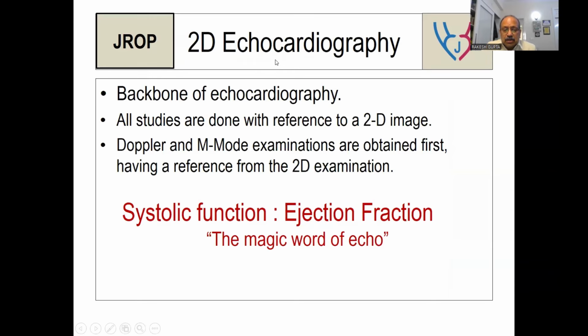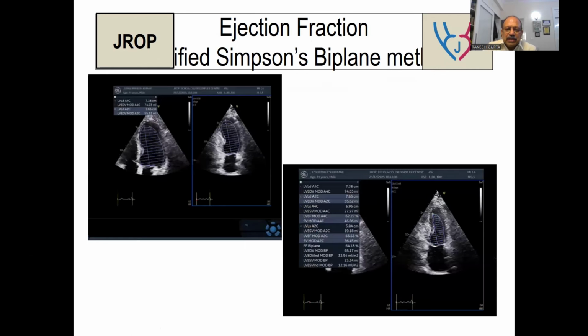So in two dimensions, echo is the backbone for assessment of wall motion abnormalities. And we have ejection fraction, which is the magic word in echo. Everybody asks, what is my ejection fraction? And this ejection fraction has to be measured by the biplane modified Simpson's method. I showed you from our lab. This is modified biplane Simpson. This is diastole and systole.